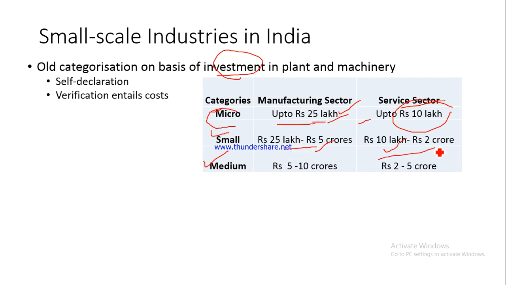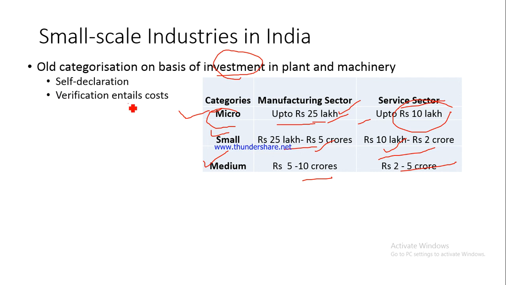In service it is only 10 to 2 crores, 10 lakhs to 2 crores, 5 to 10 crores for manufacturing sector, for service sector only 2 to 5 crores. So this used to be the case earlier, right? And for this, the government used to rely on self-declaration by the individual who is owning that particular enterprise. So that individual would say, okay, I've invested rupees 20 lakh and this is a manufacturing sector unit, so it would be considered part of the micro enterprises.